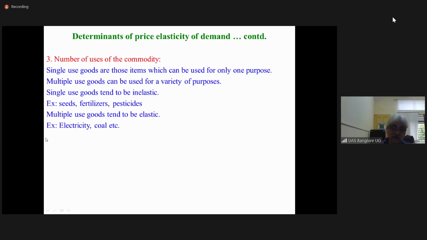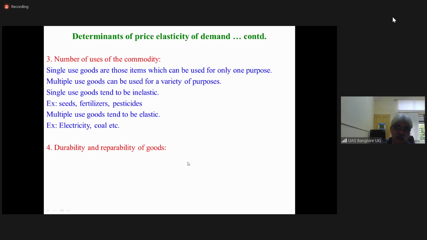So electricity, in the sense that it can be used for multiple purposes, electricity, coal, etc. It becomes elastic. Okay, it's not durable. I'm not talking about durable here. We are talking about for how many uses you can use that particular good. Then it becomes elastic. Durability and repairability of the goods.